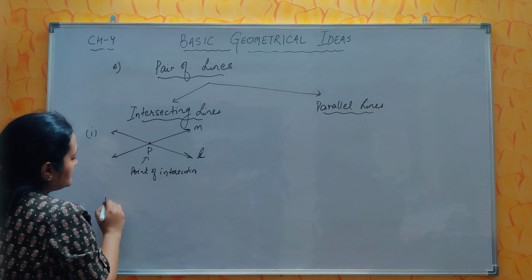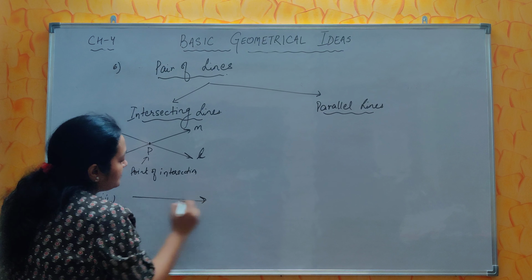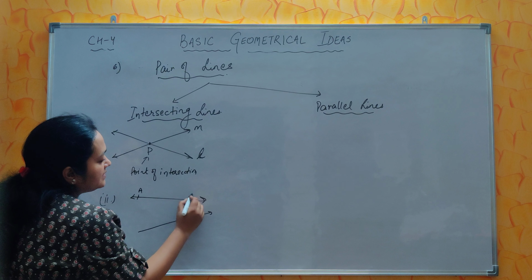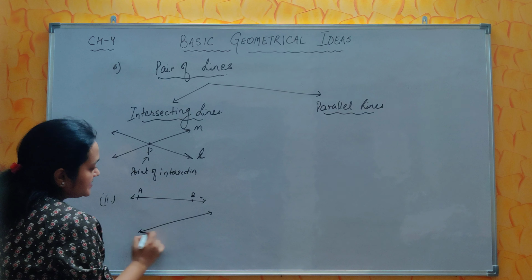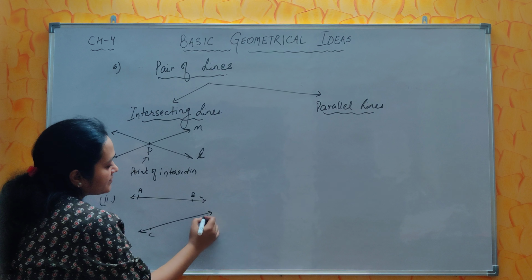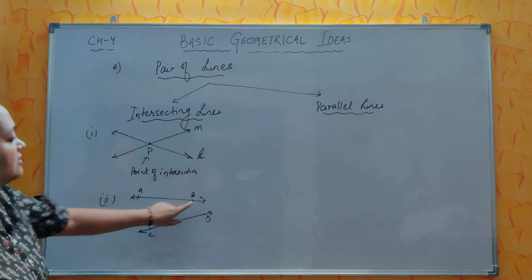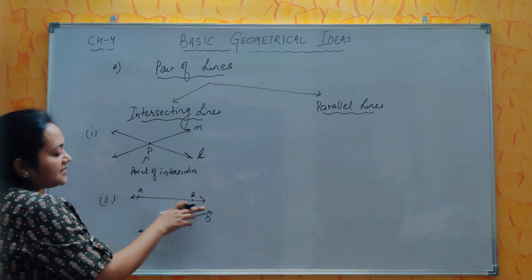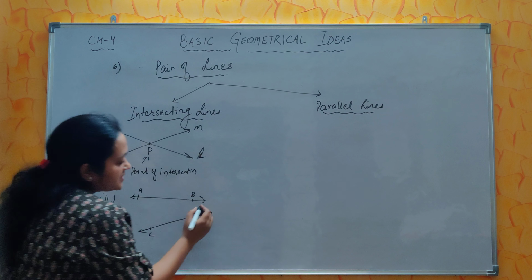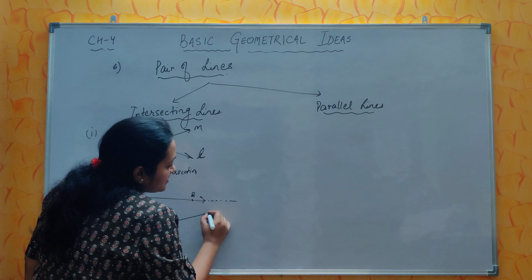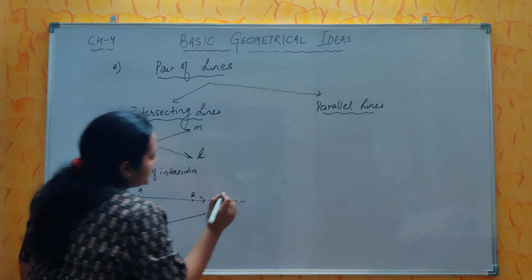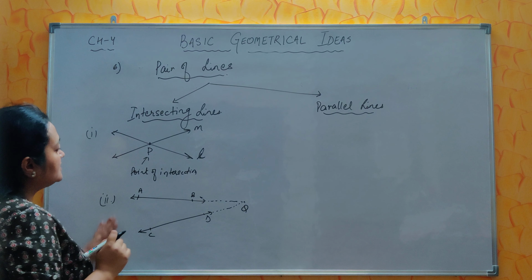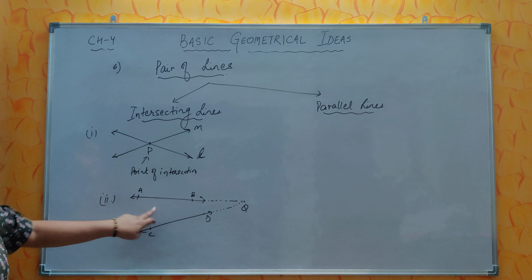Let's take another example. What about these two lines? If this is a line AB, and this is a line CD, are the two lines intersecting? Right now they don't look as if they are going to intersect, but as you know, a line can be extended infinitely in both the directions. So if I extend it like this, they will surely meet at a point, say Q. In this case Q will be the point of intersection. So this will also be an example of intersecting lines.